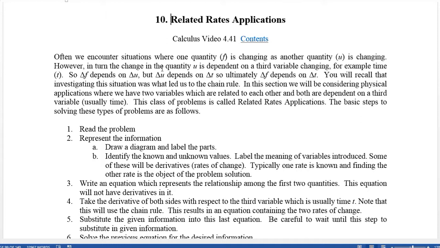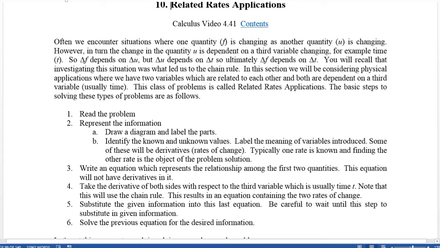And so if you remember, investigating this situation is exactly what led us to the chain rule. So the chain rule is definitely going to be related closely to this concept. And so what we're going to be looking at in this video is physical applications where we have two variables which are related to each other, and both are dependent on a third variable, almost always time. And the basic steps then are the following. So here are the basic steps for solving related rate problems.